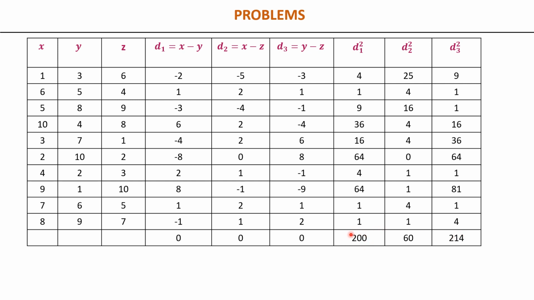Using D1 square, you will find out the correlation between X and Y. Using D2 square, you will find the correlation between X and Z. And using D3 square, you will find the correlation between Y and Z. So the table is pretty simple to understand. Let's go to see the formula substitution now.